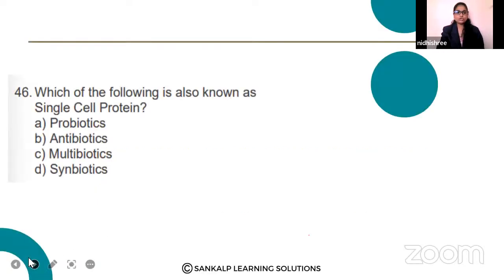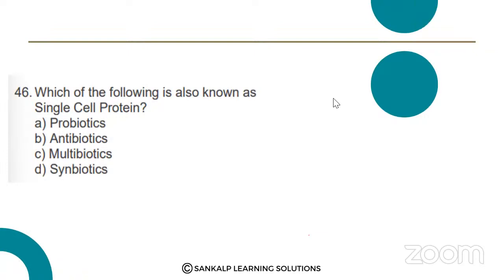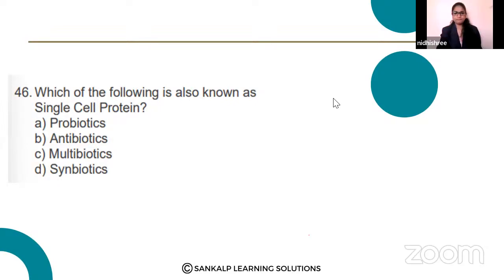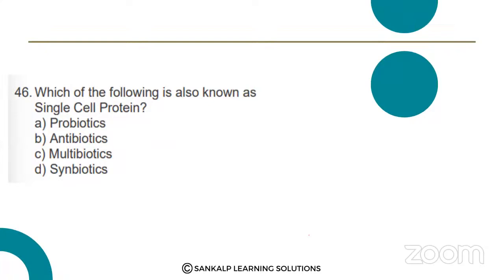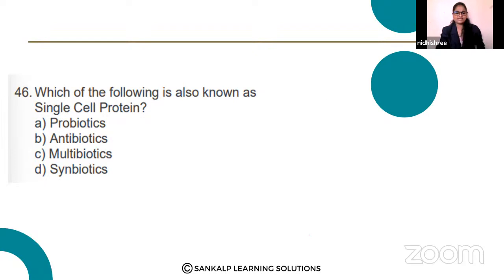Which of the following is also known as single cell protein? Option A, probiotics. Option B, antibiotics. Option C, multibiotics. Option D, synbiotics. Yes. Tamrintaj, option A. Pushpalata, option A. Hanumanta, option A. Harshita, option A. Kanchana Raj, option A. Okay. Probiotics is the right answer.